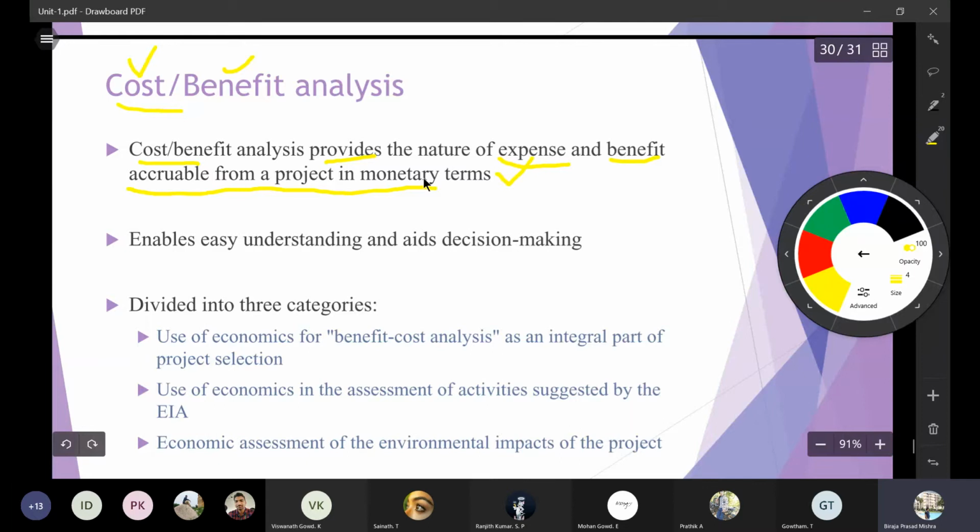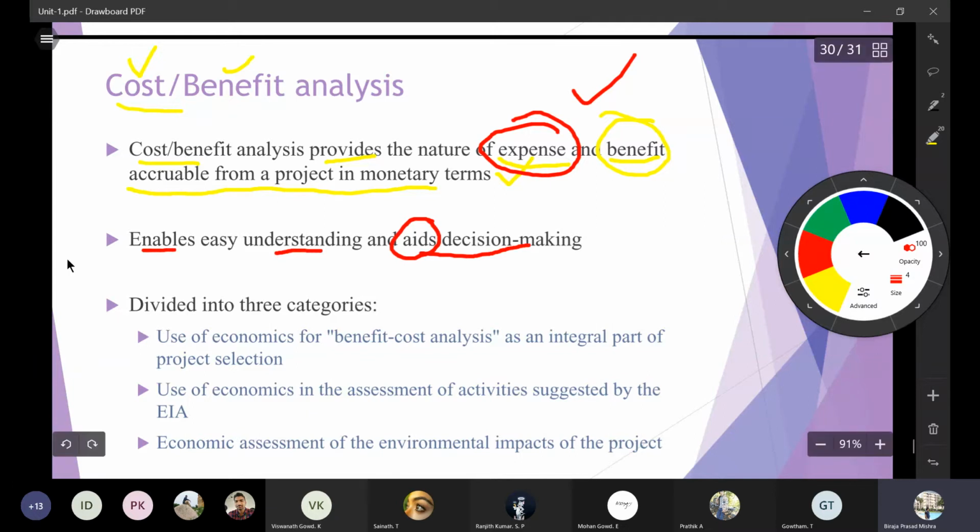Okay, so this is basically a method which becomes a plus point for the industry, because it gives us the details about what benefit we are getting by investing some amount in the development of a project, and it enables easy understanding. It also aids, meaning it helps, in decision making.